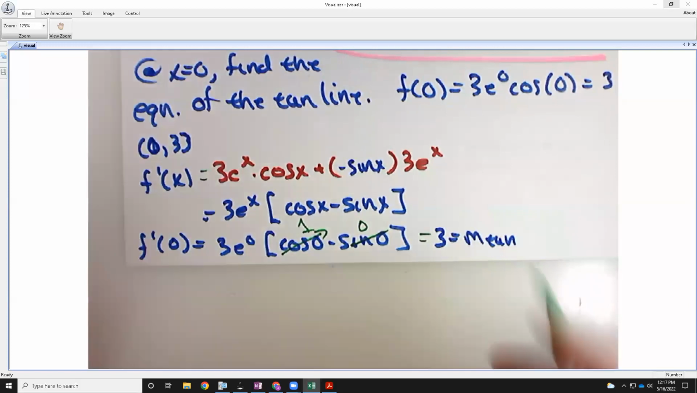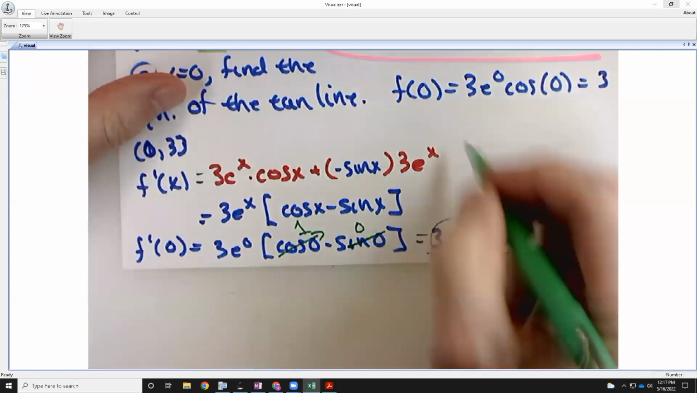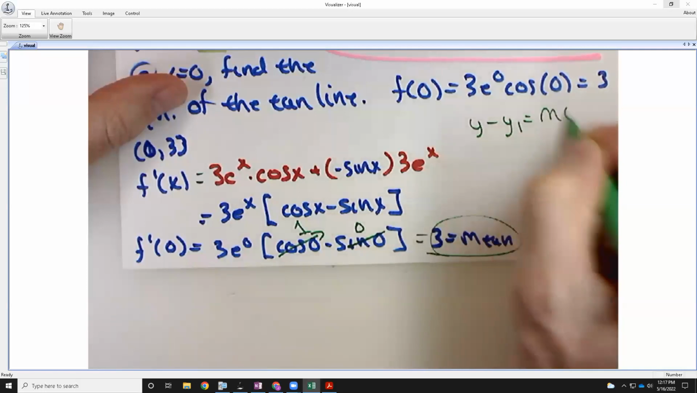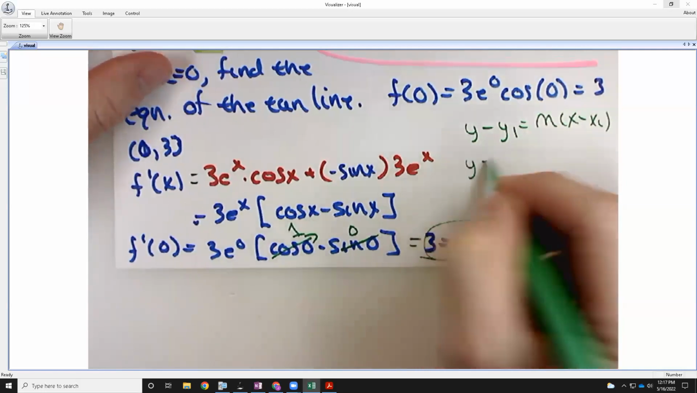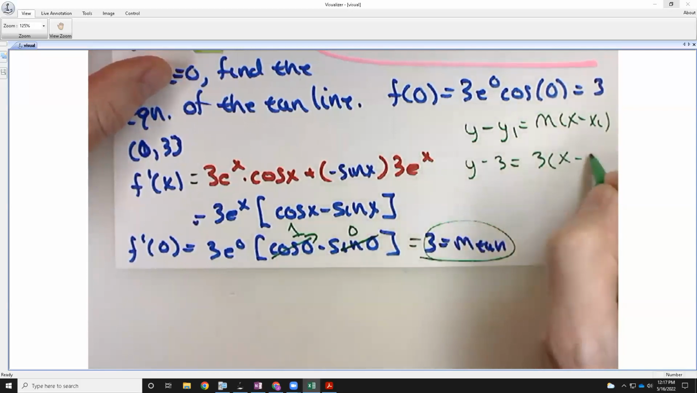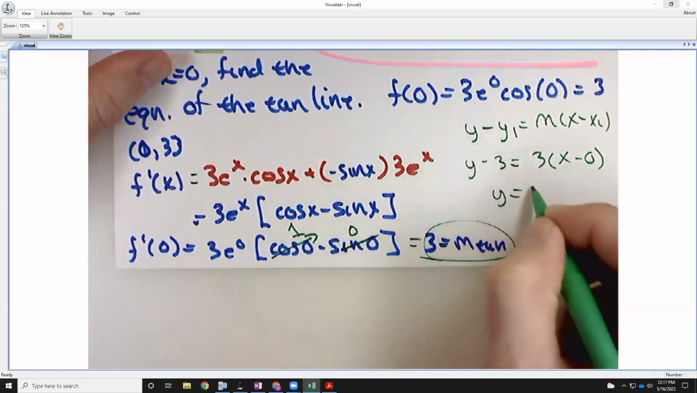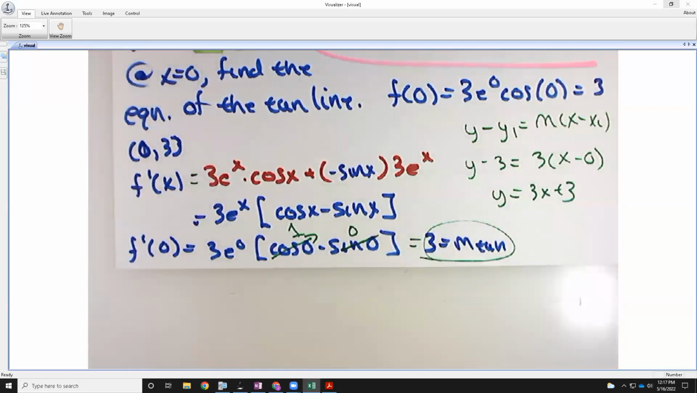The last little bit here is to figure out what the equation of the tangent line is. We got the slope. So it's y minus y1 equals m times x minus x1. So it's going to be y minus 3 equals 3 times x minus 0, which is going to be y equals 3x plus 3. Okay, done.